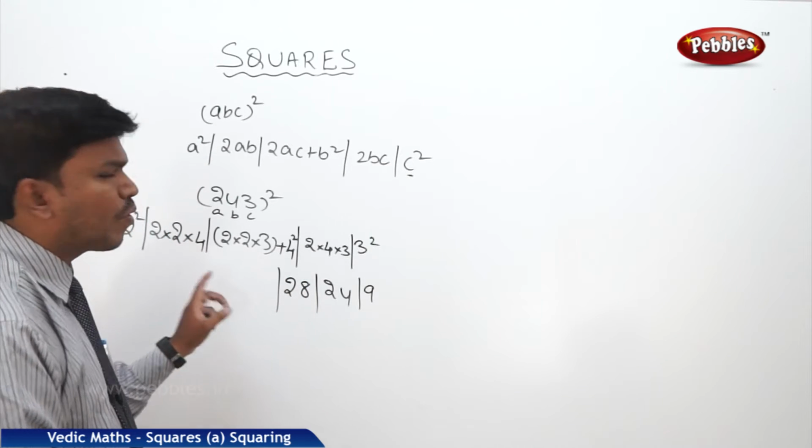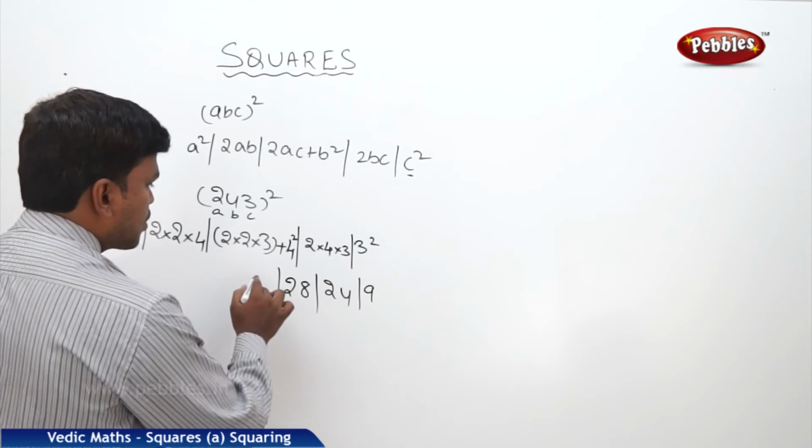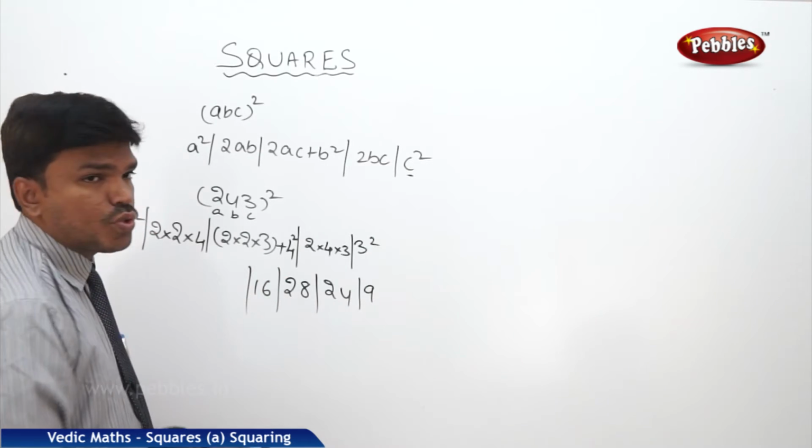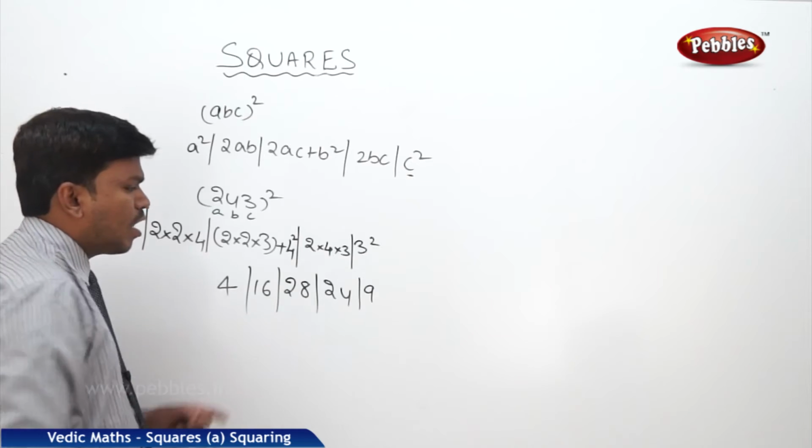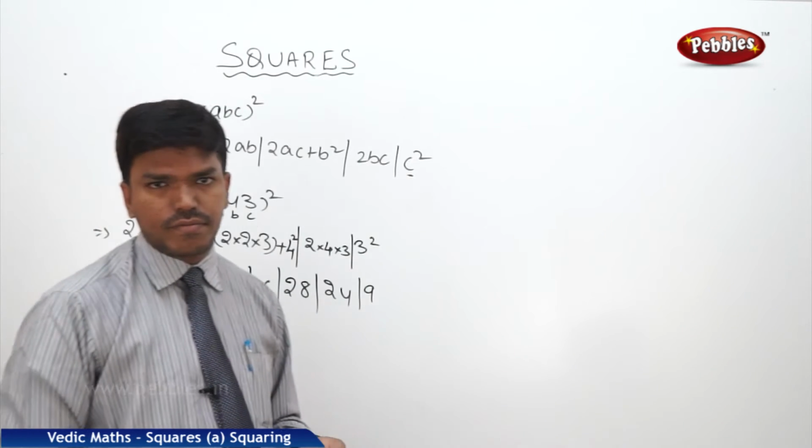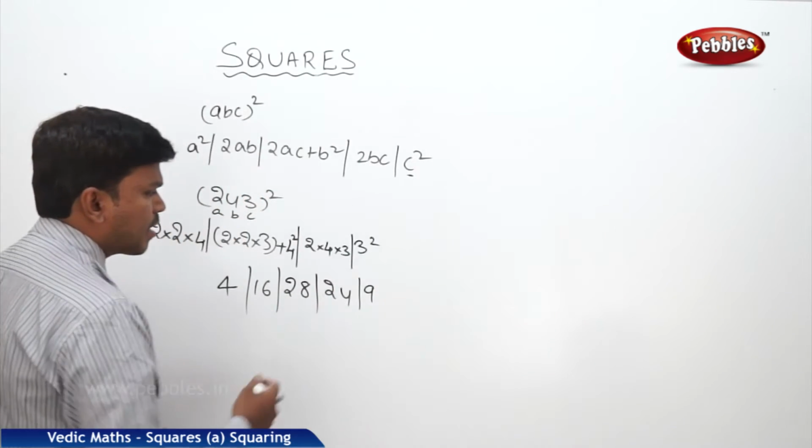Next 2 into 2 into 4. 2 2s are 4. 4 4s are 16. Next 2 square, 4. Now you need to balance the answer. How will you balance the answer? Start from the right side.